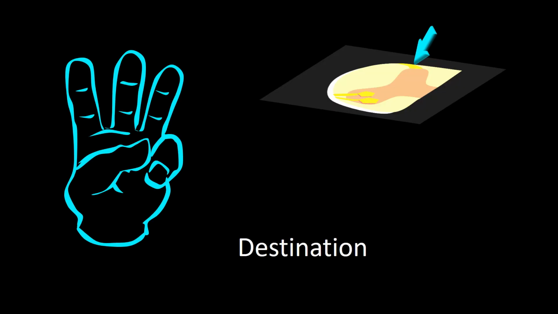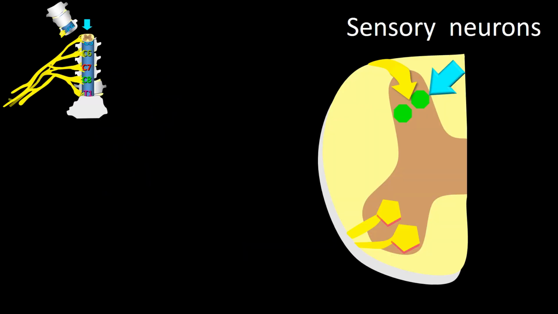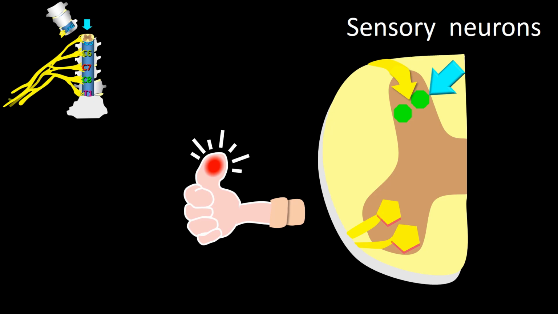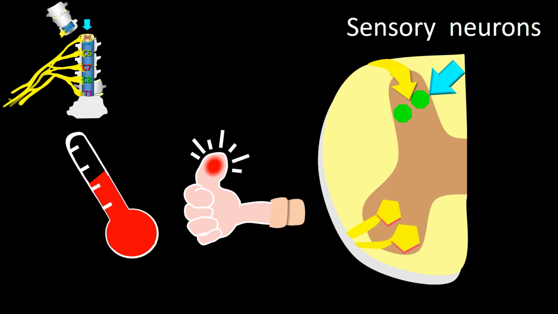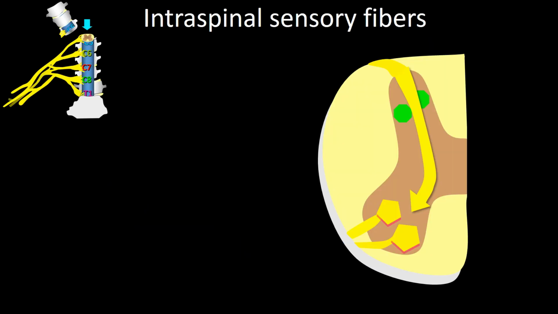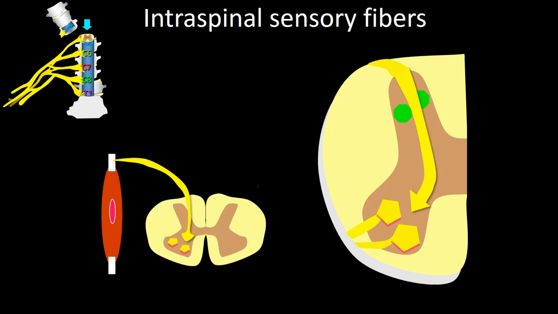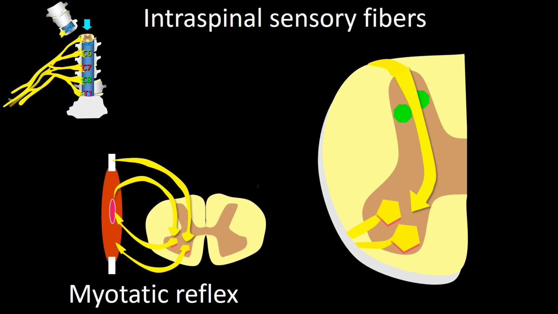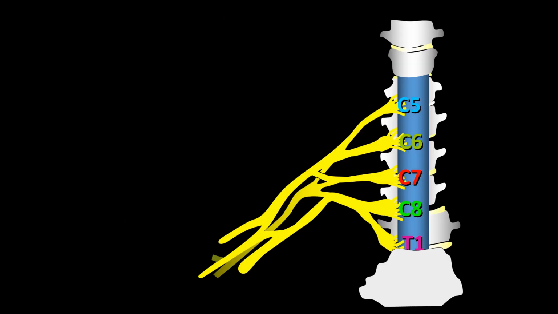The third destination of the interspinal sensory fibers is the dorsal horn sensory neurons to convey pain and temperature information. And the fourth destination of the interspinal sensory fibers is the ventral horn motor neuron. To these neurons, they bring information from the tendons and the muscle spindles. These fibers create a reflex named the myotatic reflex.